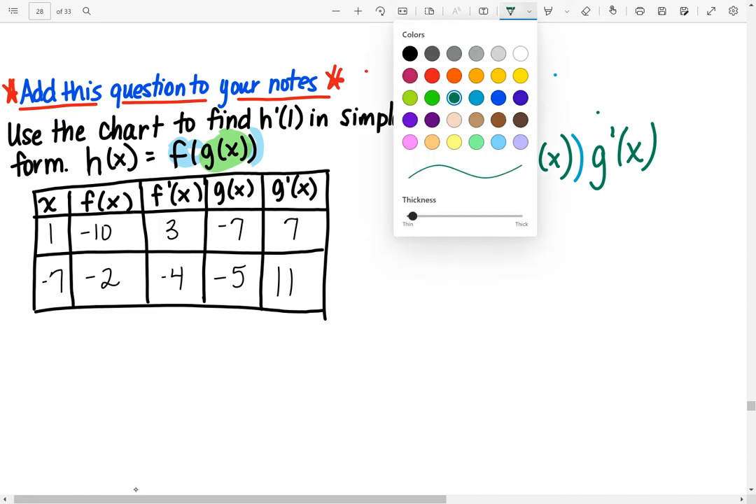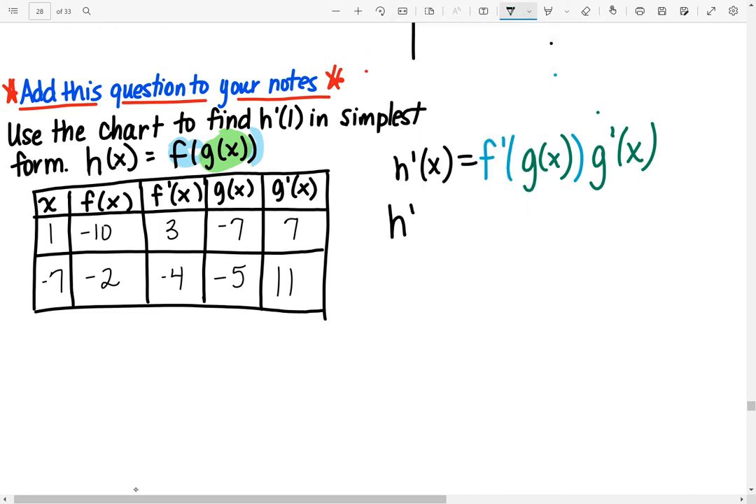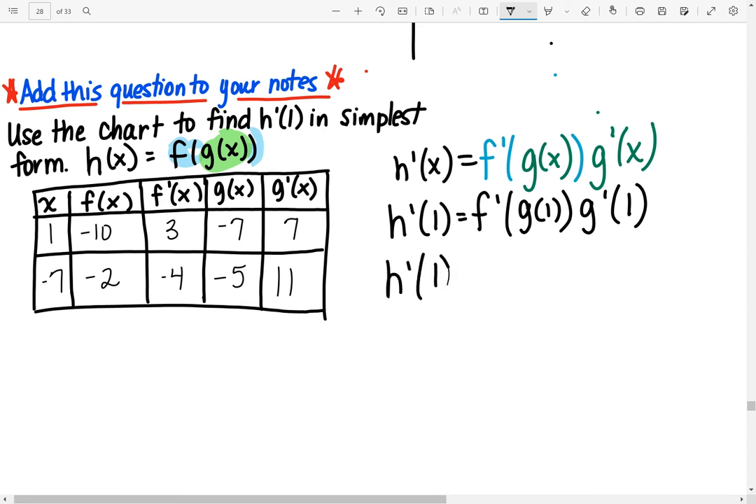So now if I'm trying to find h prime of 1, I need to find f prime of g of 1 and multiply it by g prime of 1. So this will take me a couple of steps. F prime I can't take yet, so I'm going to find g of 1 first. So g of 1, I go to my g column, and I see that at 1, g of 1 is negative 7. And I can also find g prime of 1. When x is 1, g prime of 1 is positive 7.